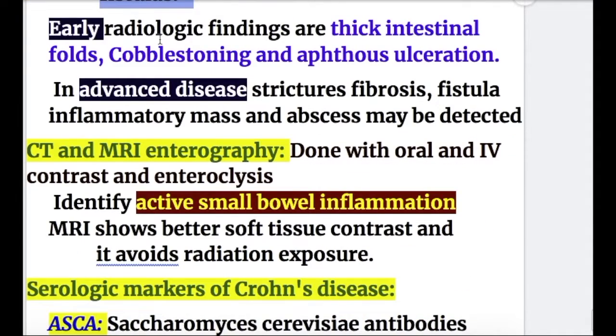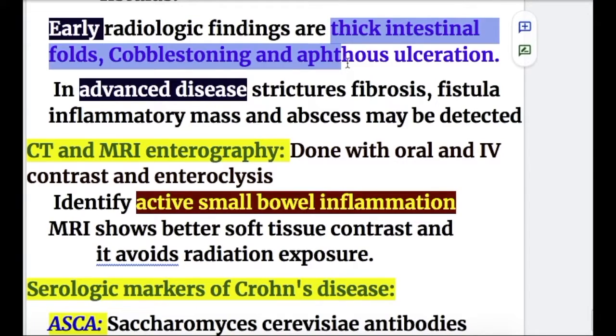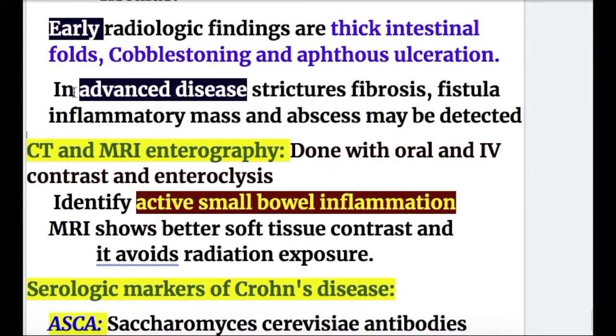So what are the radiologic findings? Early radiologic findings are thick intestinal folds, cobblestoning, and aphthous ulceration. And in advanced disease, there occur stricture, fibrosis, fistula, inflammatory mass, and abscess.